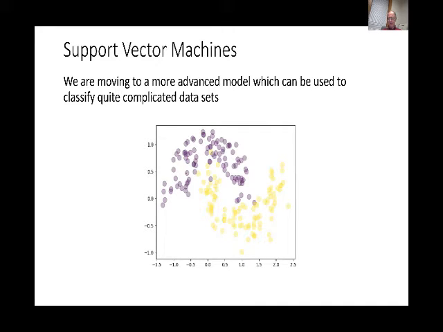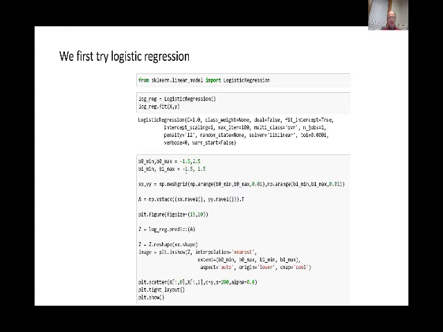it's absolutely great. So let's look at a somewhat complicated data set here. You can see this is definitely not linearly separable. You can't find a line that separates these two, the purple and the yellow things here.